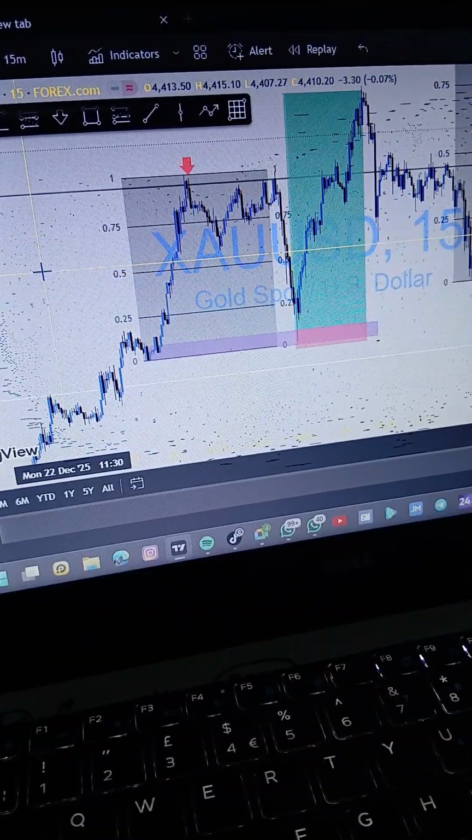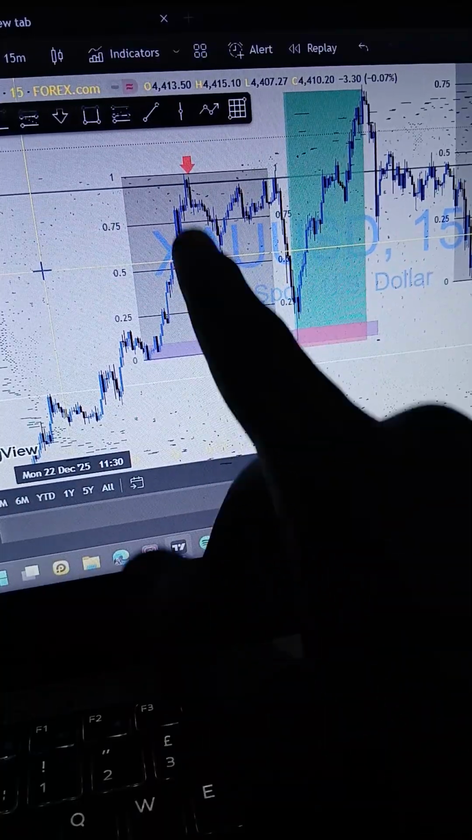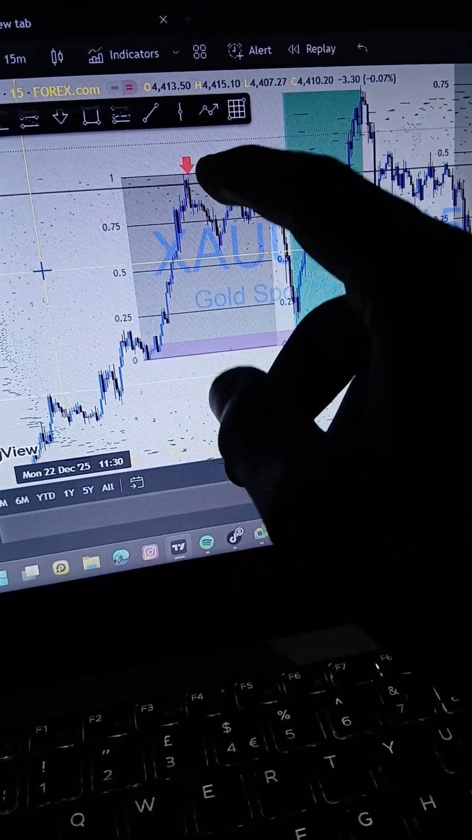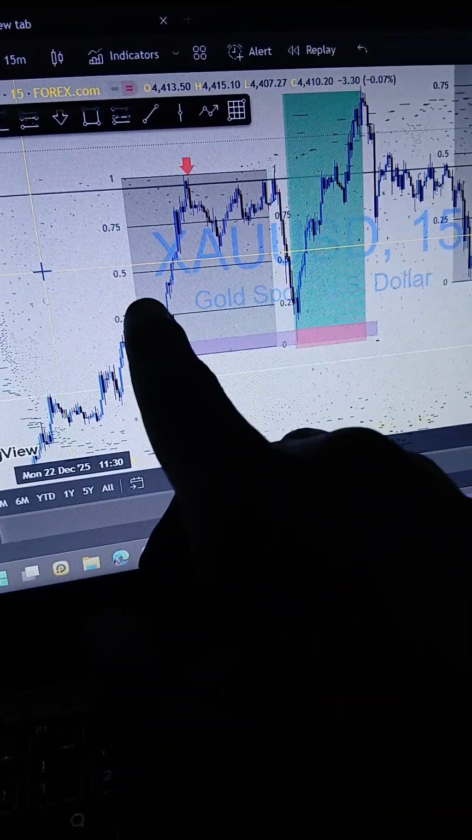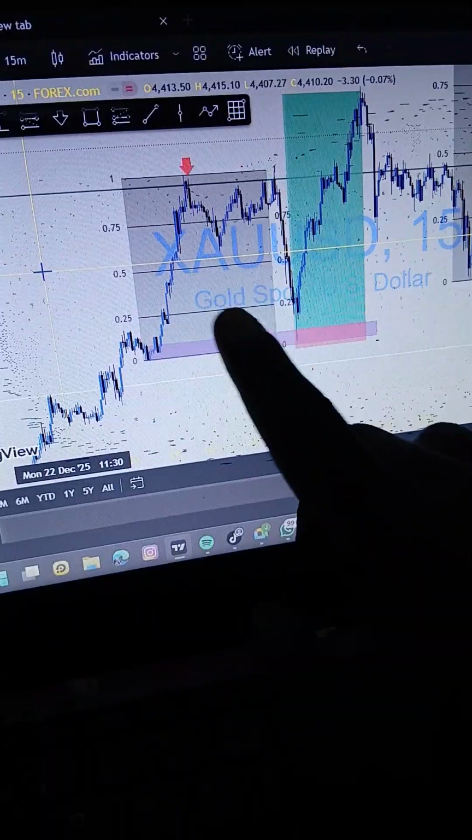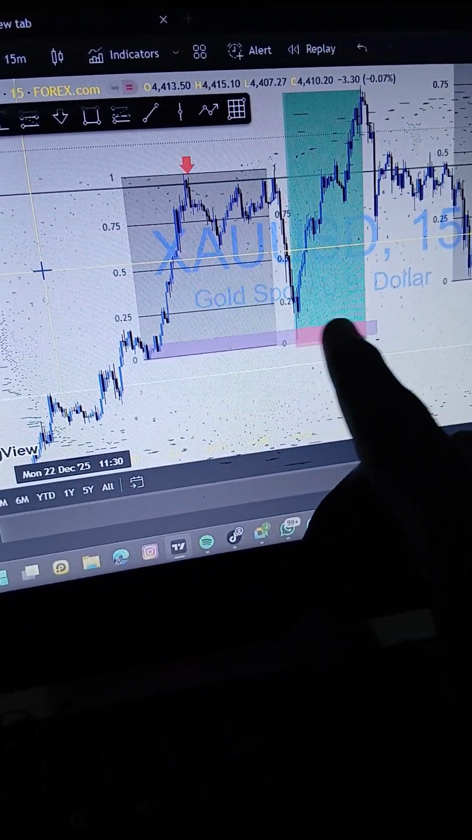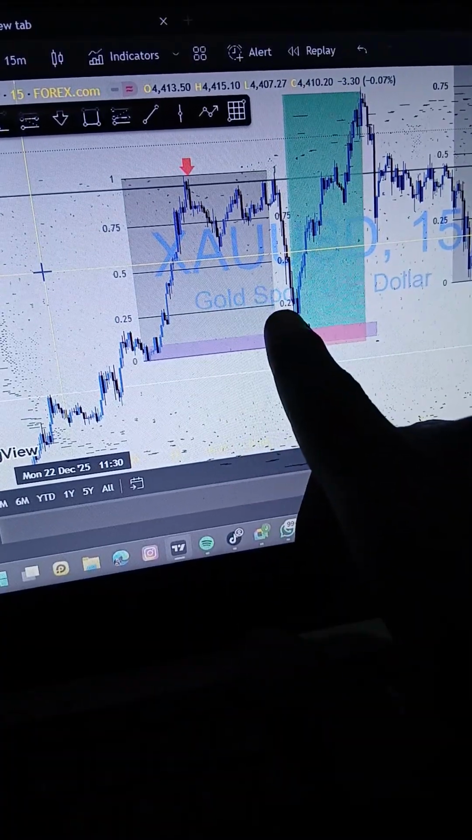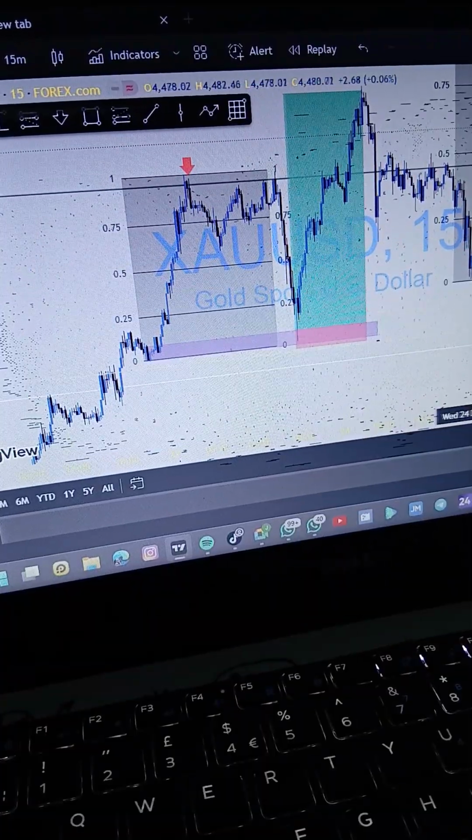For example, I want to be looking for my range. My highest point is here and my lowest point is here. So I mark the range. After marking the range, which zone do I want to begin with? I want to begin with the 0.25 zone. That is where you take your trade. After marking your range, you look at the 0.25 zone, guys. That is the first backtest.